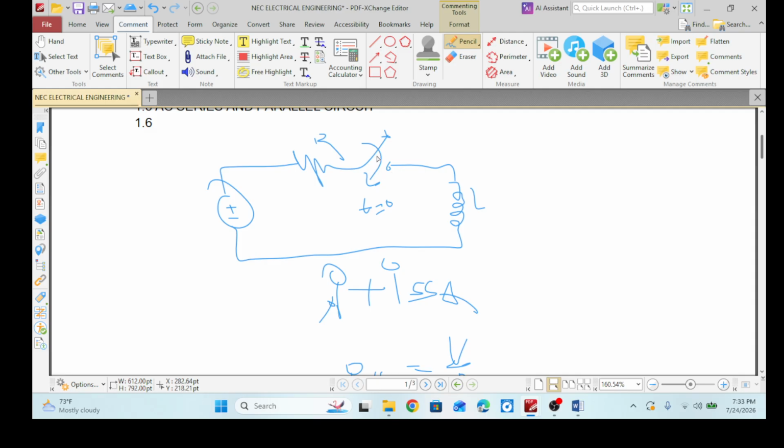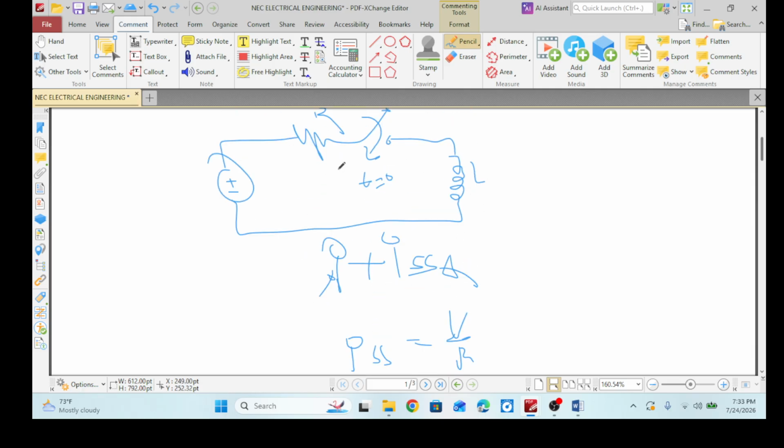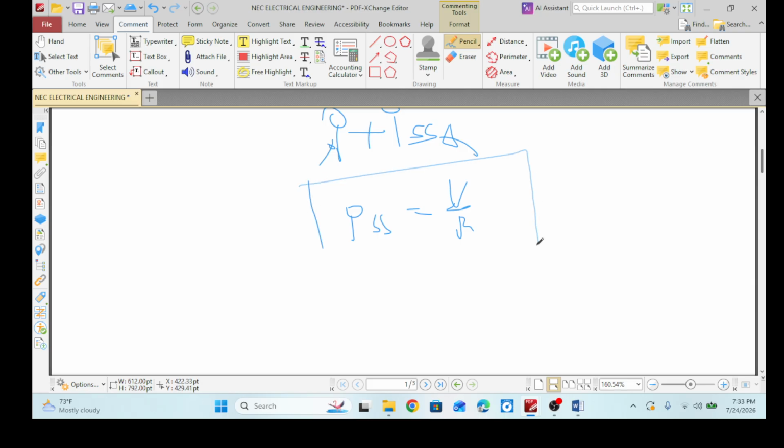At steady state, the whole current will flow. But when you suddenly close the switch, the inductor will resist the sudden change in current. So the transient response would be different, and at steady state, that means at t equals infinity, the current would be V by R in the circuit. And we have known that the transient value would be k times e to the power minus t by tau. We have already derived it, and tau is nothing but L by R.